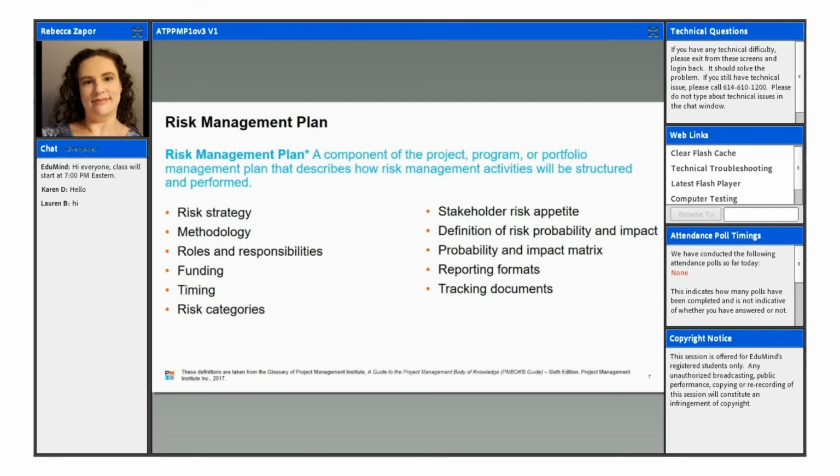Reporting formats, that's going to define how project risk information will be documented and communicated to stakeholders. And then tracking documents, that's going to describe how risk activities are going to be recorded and how the risk management process will be audited during the course of the project.